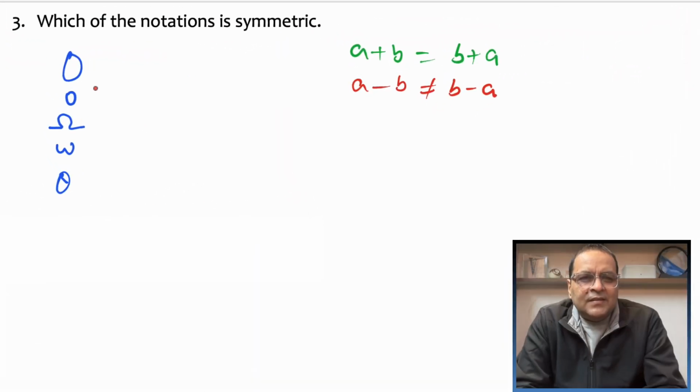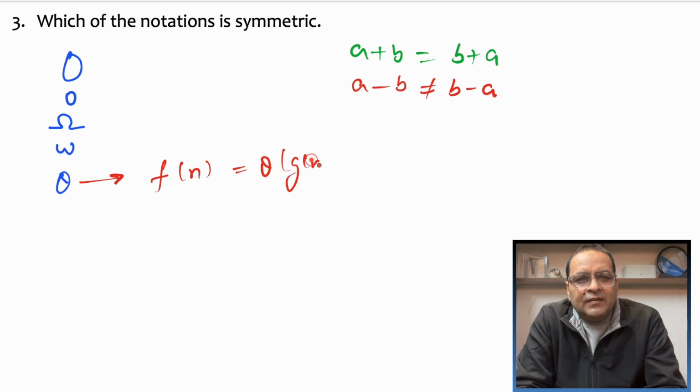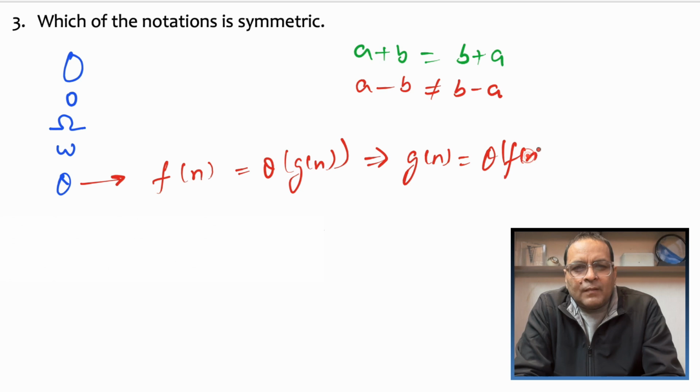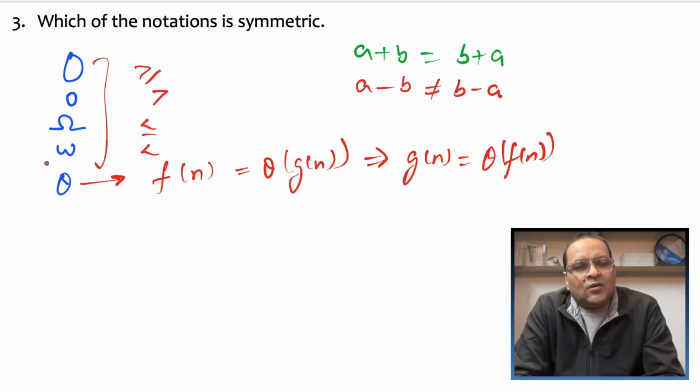So in that sense, we can say that theta is symmetric because if f(n) is theta of g(n), this implies, if and only if, g(n) is also theta of f(n). For all others, we can't say that they are symmetric because greater than or equal to is not symmetric, greater than is not symmetric, less than or equal to is not symmetric, and less than is also not symmetric.